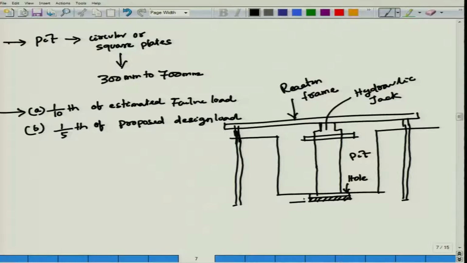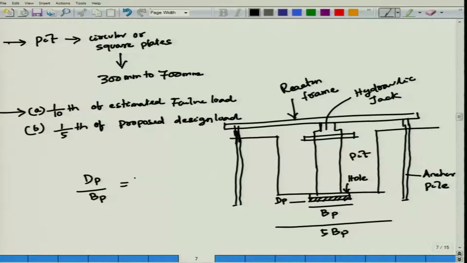and this generally we say is dP, the depth of the plate, and this is the width of the plate, BP. So, this is your anchor pile, and the pit size is about 5 times BP by 5 times BP. Generally the arrangement is made such that dP by BP is equal to dF by BF. So, circular and square plates varying from 300 mm to 700 mm are generally used.